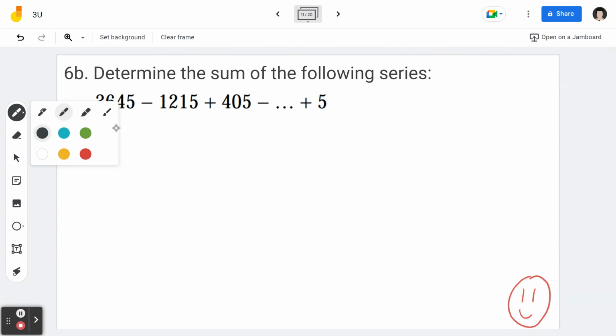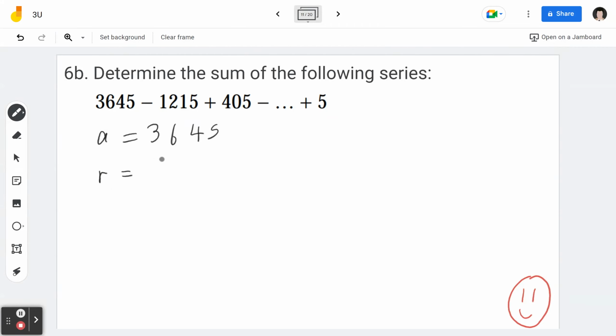So again, the first step is, what kind of series are we looking at? So the first number, of course, is 3,645. And by inspection, it looks like you have to divide by a certain number. So let's pretend this is the common ratio, which means I take some term divided by the previous term. Let's see if this works. So if I took negative 1,215 and I divided this by 3,645, this means r equals negative 1 divided by 3.